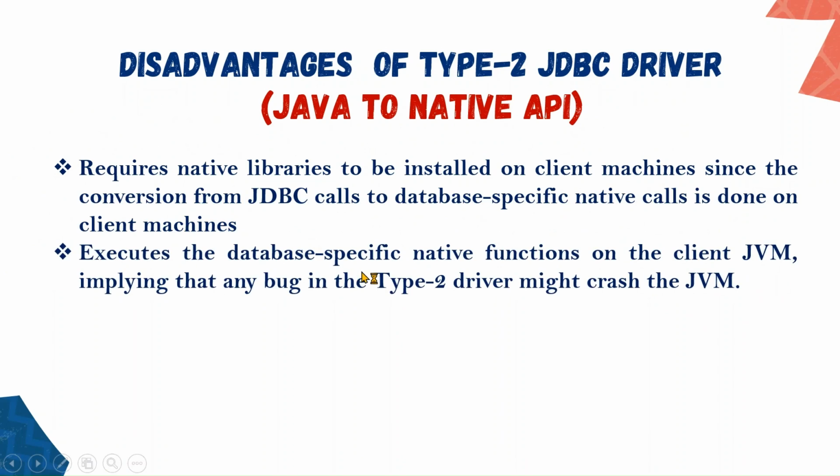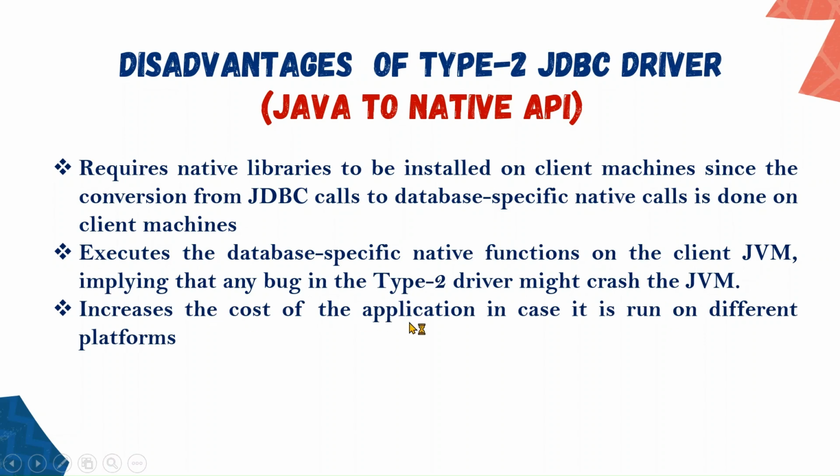Now it executes the database specific native functions on the client JVM, implying that any bug in the type 2 driver might crash the JVM. So everything is done on the client. Most of the work is done on the client machine. So if any error occurs, there is a possibility of the JVM, that is Java Virtual Machine, crashing. Then your application will not run.